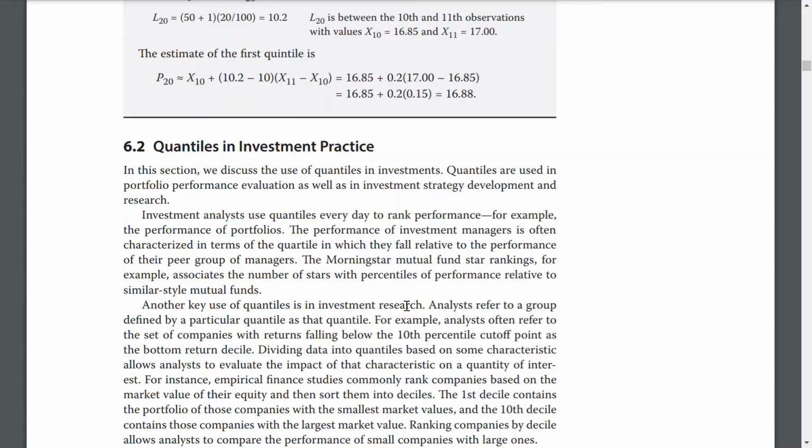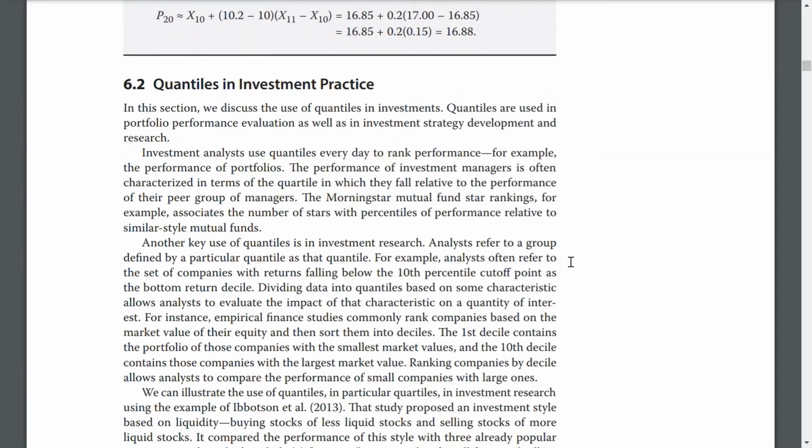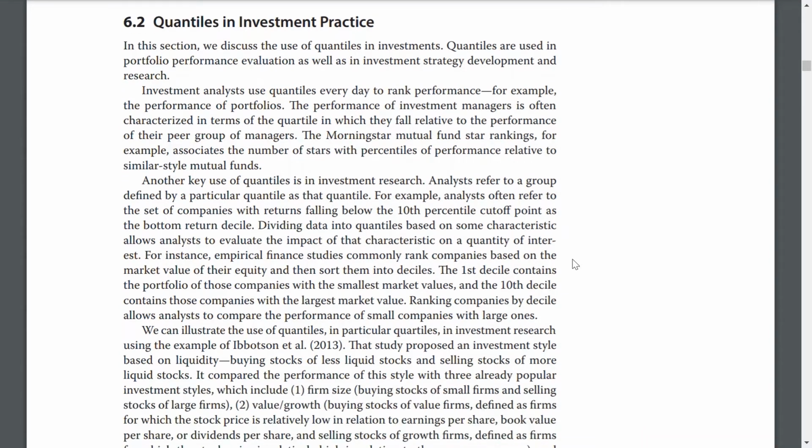Another key use of quantiles is in investment research. An analyst refers to a group defined by the particular quantile as the quantile. For example, analysts often refer to the set of companies with returns falling below the 10th percentile cutoff point as the bottom return decile. A decile is one out of 10.